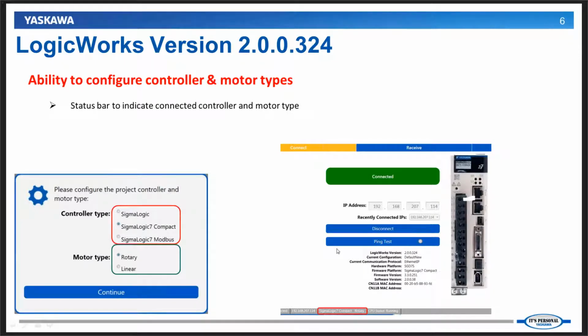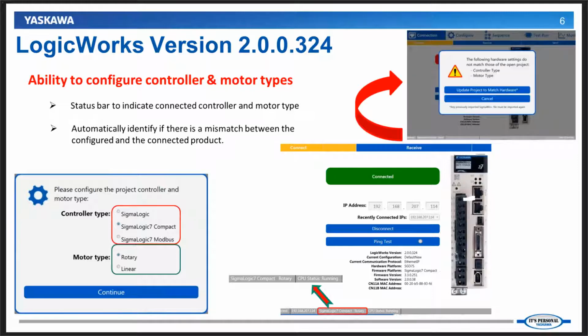If you look closely, you can see a status menu on the bottom of the screen, which actually shows the product that you selected. And if there is a mismatch between your selected controller type and the actual controller type on that particular IP address, you will see a message like this saying the controller type and motor type is not the same. So in this case, you can either update your project to match whatever controllers on that IP address, or you can go back, select the controller and motor type all over again and try to connect.